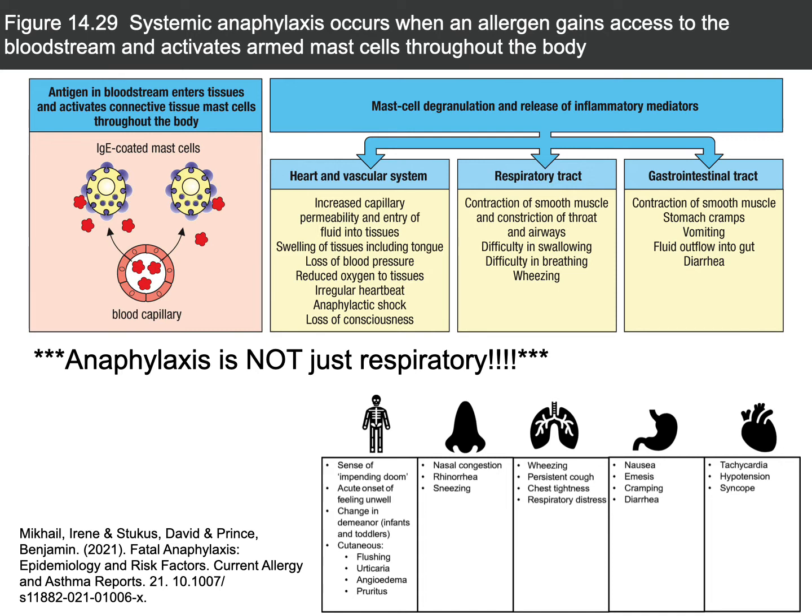So things like stomach cramps, vomiting, and fluid outflow into the gut, and diarrhea. Now, if the heart and cardiovascular system is affected, this is where we get increased capillary permeability. So the fluid can enter into tissues. So we can get swelling, and swelling of the tongue can happen. We can get severe drops in blood pressure. At the same time, you can get an irregular heartbeat, and you can get increases in blood pressure too. So there's drops in blood pressure, but some people actually have an increase in blood pressure because the heart rate will actually speed up with that.